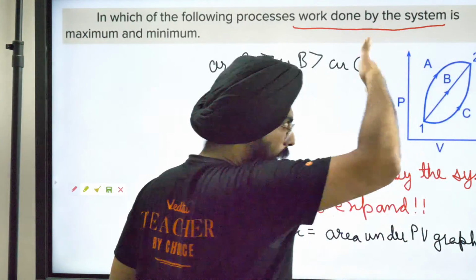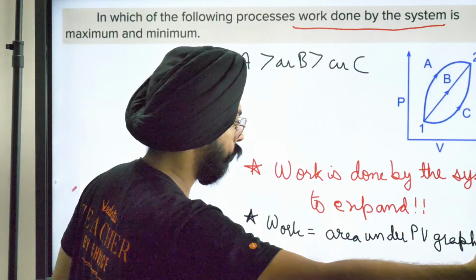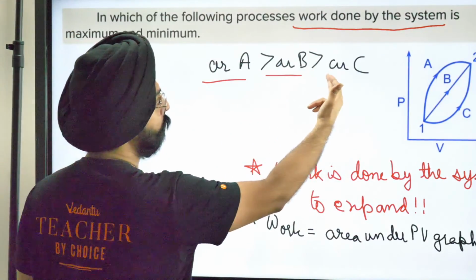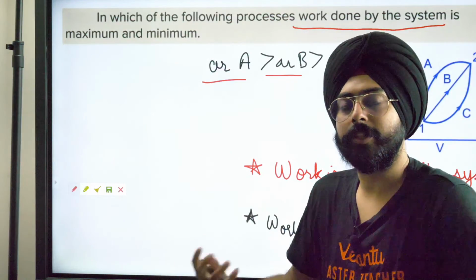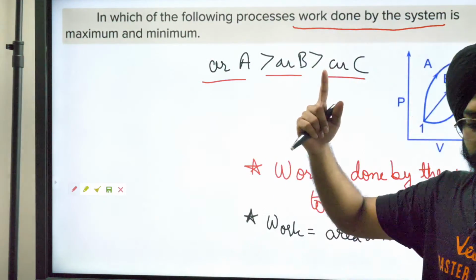Okay? So area under the PV curve is your work done. Area of A is greater than area of B is greater than area of C. So my dear friends, work done by the gas to expand is the most.